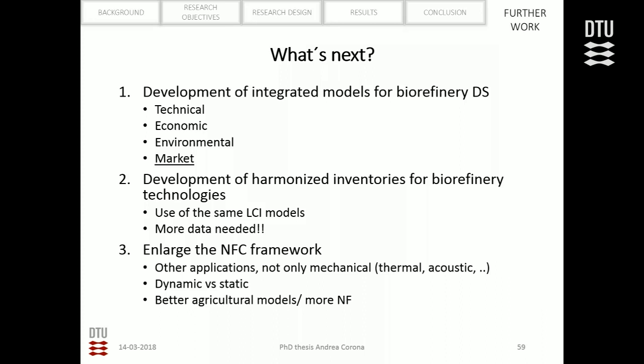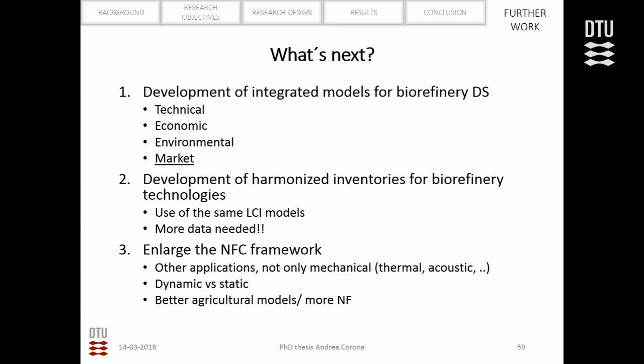And the third point that I identified is regarding the framework of natural fiber composite. Right now, the framework is including only mechanical application. However, for natural fiber composites, there's a large market also in thermal and insulation materials, especially for buildings. So it will be very relevant to include also this HP index in the model, so we can also assess the effect of the substitution in different type of application.